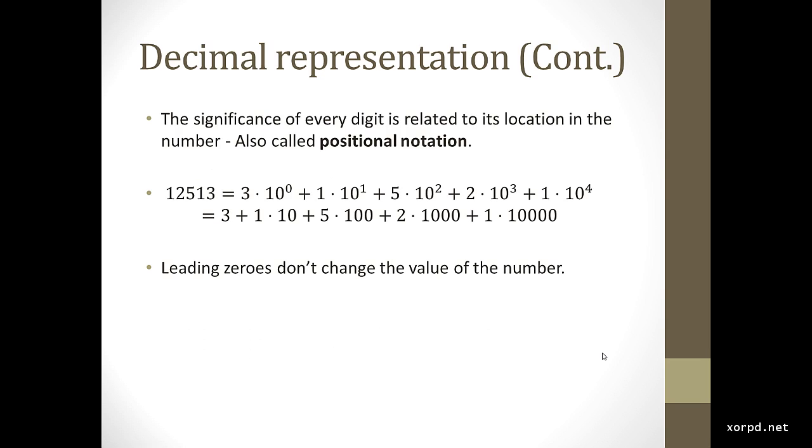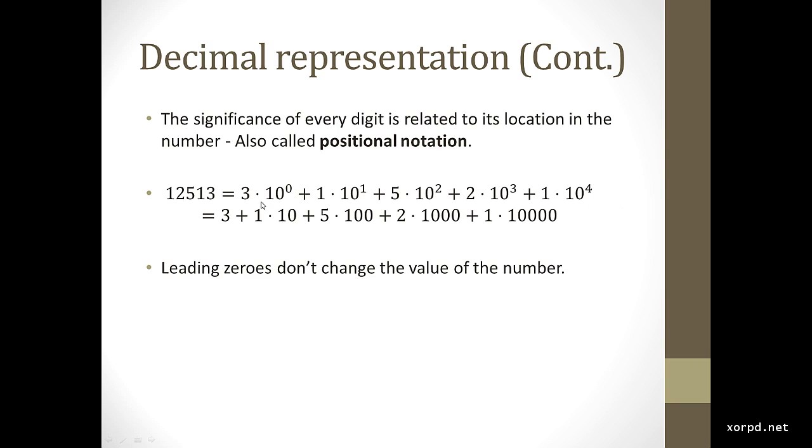The significance of every digit inside a number in base 10 is related to its location in the number. This idea is also called positional notation. As an example, if we have the number 12,513, this number actually equals 3 times 10 to the power of 0, plus 1 times 10 to the power of 1, plus 5 times 10 to the power of 2, plus 2 times 10 to the power of 3, plus 1 times 10 to the power of 4.